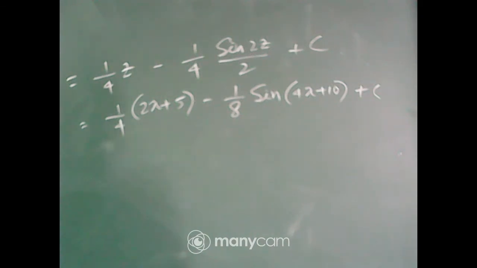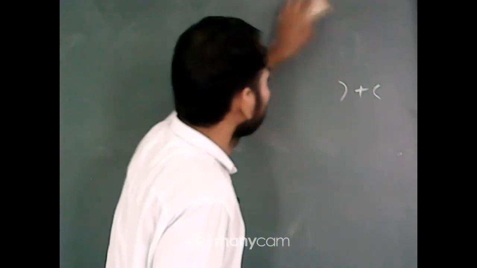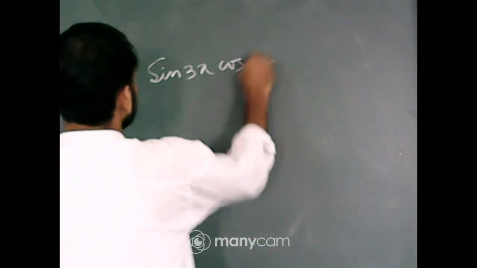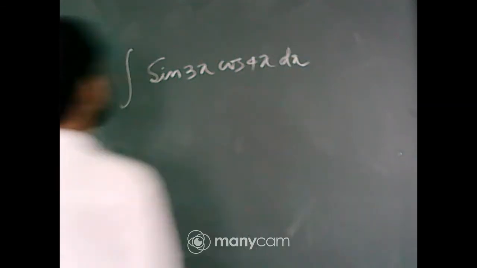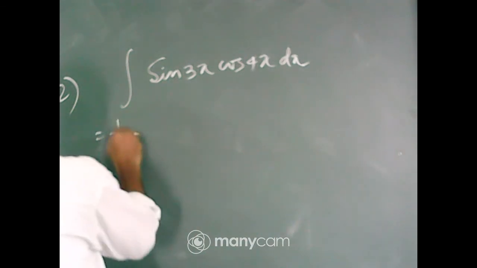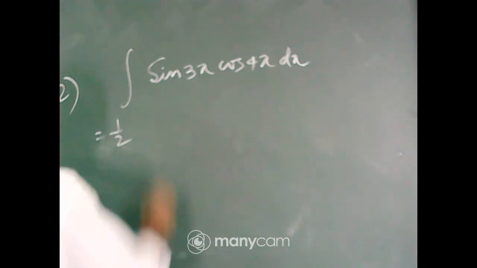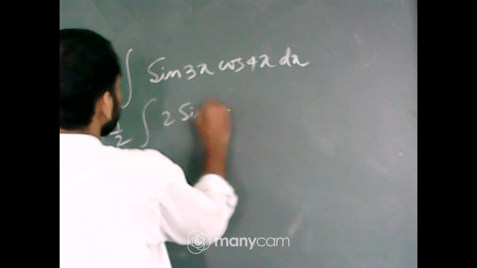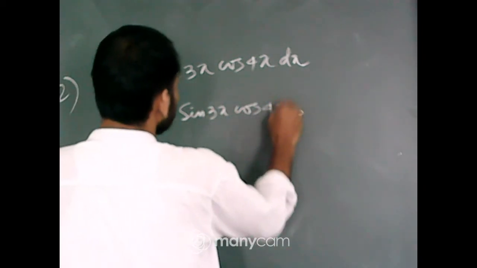So, question number 2. It is integration sine 3x cos 4x dx. Here I am taking half outside the integration sign at the beginning of the problem, then it will be half integration 2 sine 3x cos 4x dx.